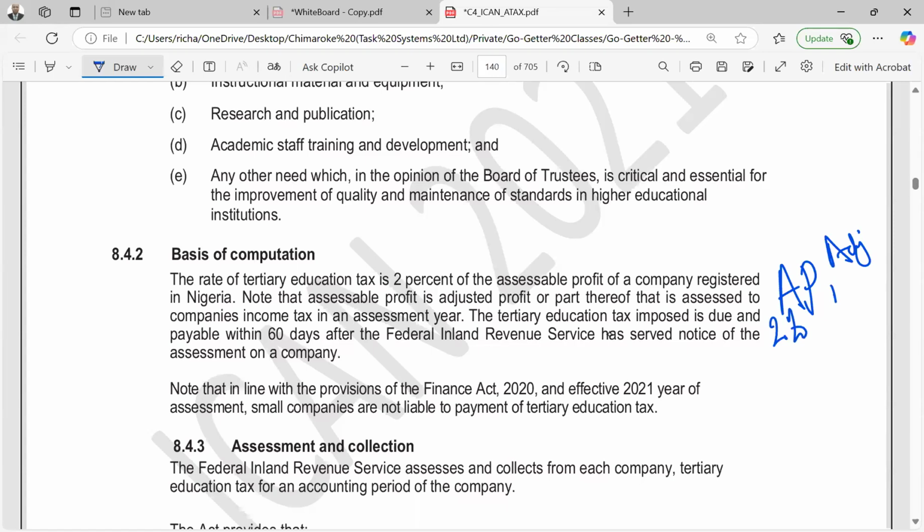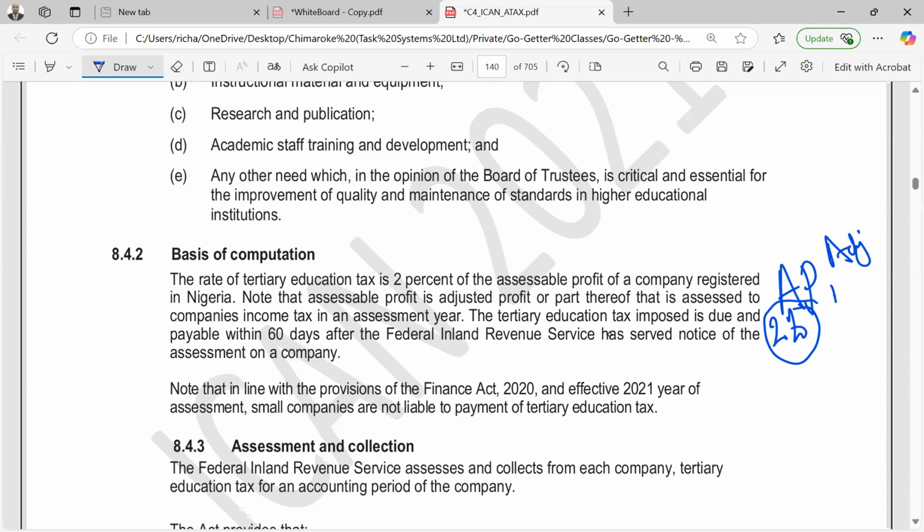So once we adjust our profits before we calculate loss relief and capital allowance, the education tax is chargeable from that. Now, all companies, whether small or big, usually pay that 2%. And normally, we have 60 days after the FIRS has imposed their assessment on us to pay this tertiary education tax.